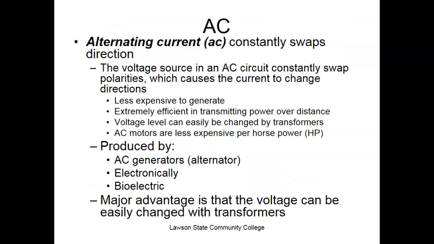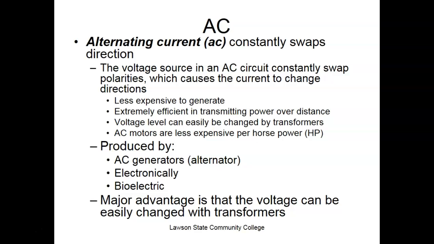AC, alternating current, constantly swaps directions. The voltage source in an AC circuit constantly swaps directions, which causes, of course, the current to change, right? So with AC, we have no source conductor and no return conductor because they're constantly swapping. So anybody that says you need to put your black lead on the ground in AC doesn't know what they're talking about. It doesn't make any difference because AC has no polarity, right? Your meter will measure exactly the same wherever you put your black and red lead.